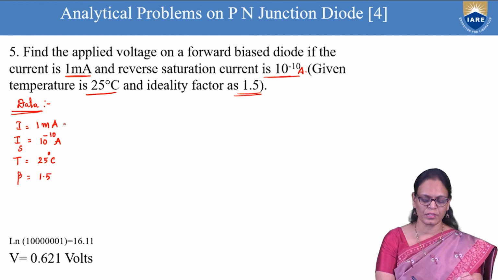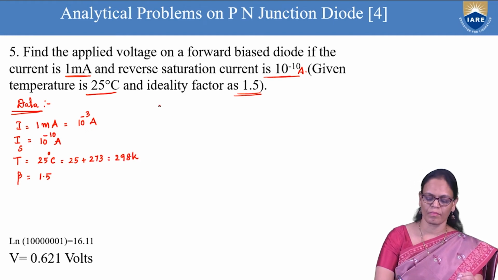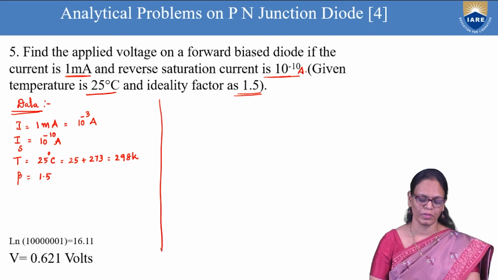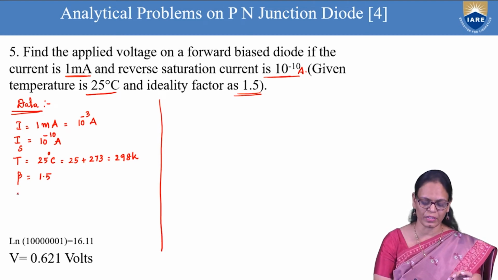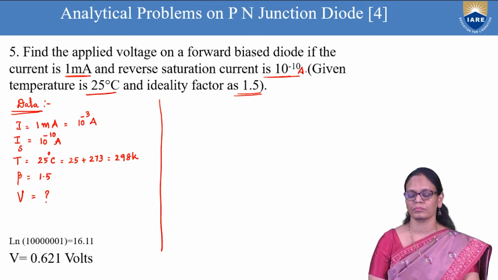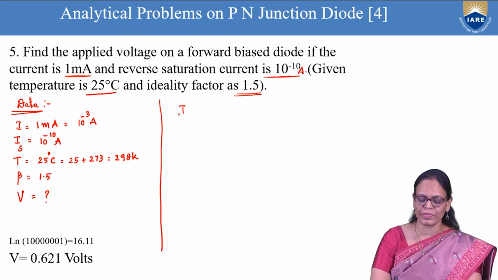So let us do the conversions first. 1 milliampere will be 10 power minus 3 ampere. 25 degrees Celsius will be 25 plus 273, that is 298 Kelvin. What we have to find here is the applied voltage, V. So again, we'll use the same formula.